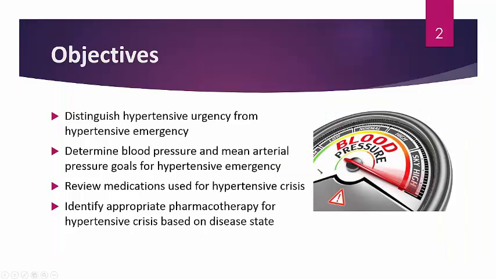Our objectives for today will be to distinguish hypertensive urgency from hypertensive emergency, determine blood pressure and mean arterial pressure goals for hypertensive emergency, review medications used for hypertensive crisis, and identify appropriate pharmacotherapy for hypertensive crisis based on disease state.